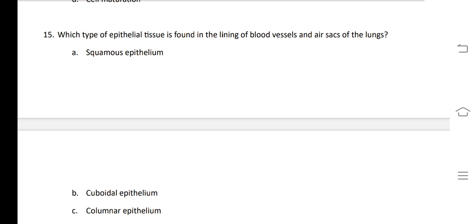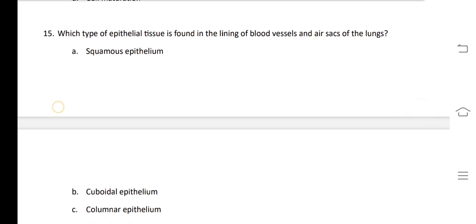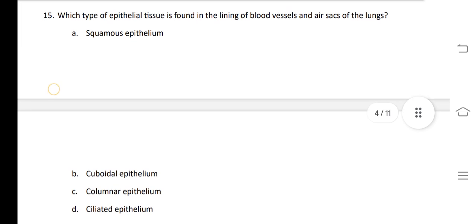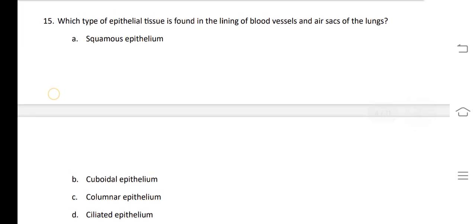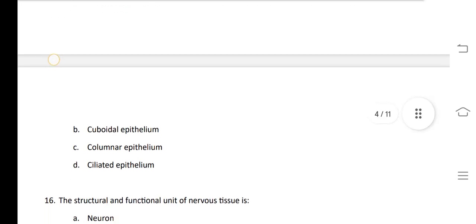So the walls of alveoli, or we can say air sac in lung, should be as thin as possible for the exchange of gases. So it is made up of very thin layer, that is the thinnest possible layer, squamous epithelium. Answer of 15 question is option A.